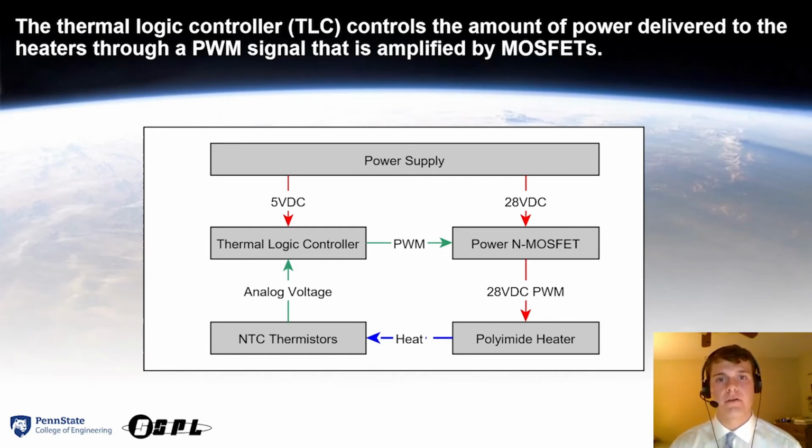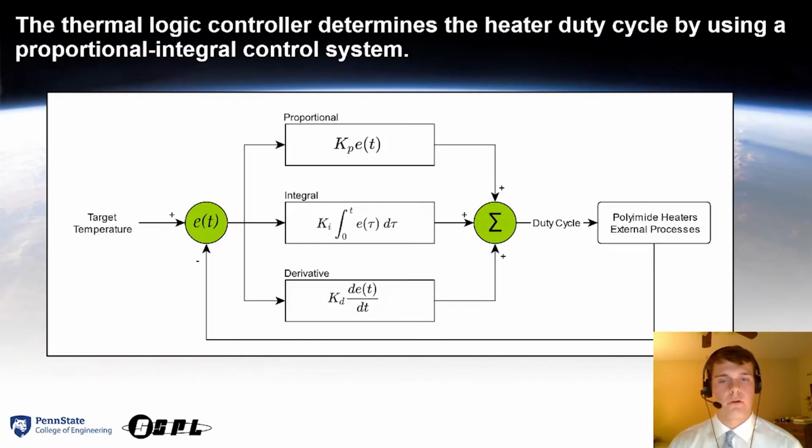You will quickly notice, however, that this is a feedback loop between the generated PWM signal, the amount of heat dissipated by the heaters, and the temperature measured by our thermistors. To control this feedback loop, the thermal logic controller is programmed with a proportional integral control system with anti-windup. The thermal logic controller is actually programmed as a PID controller, however, we have set the derivative coefficient to 0.